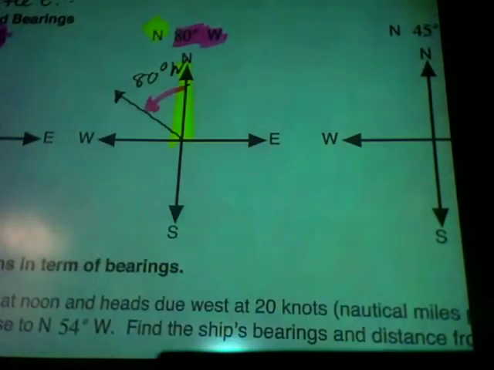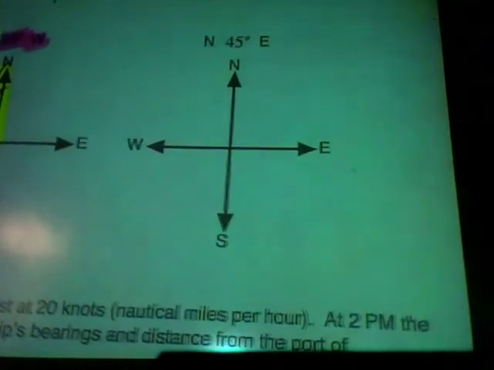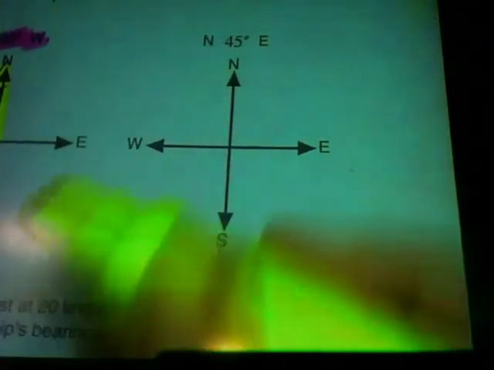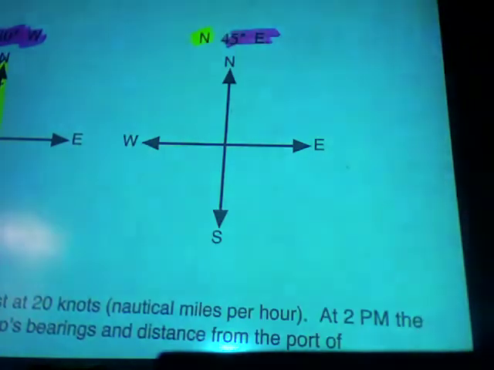And we're going to apply this in just a minute. That's going to get a little confusing, but you'll have to stay with me. All right, here we go. So now let's do north, but 45 degrees east. So you write what you think that looks like.